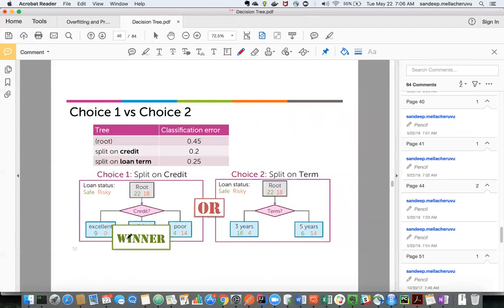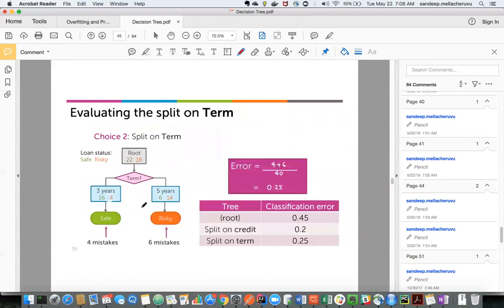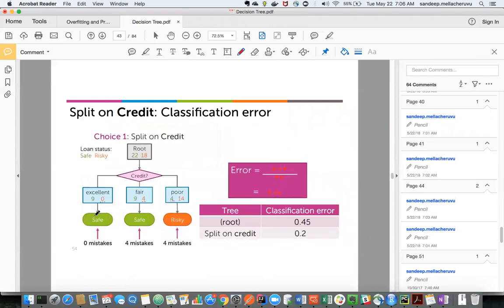Now you have a winner, which is credit. After you have selected credit to split on, again what you have to do is find out the remaining branches where there are no pure nodes. This is a pure node, so I won't touch this one. This is an impure node, and this is an impure node.